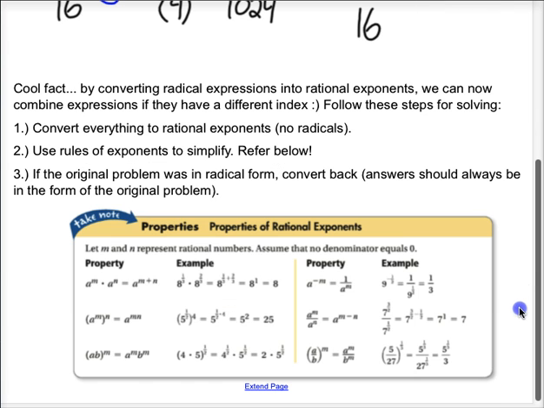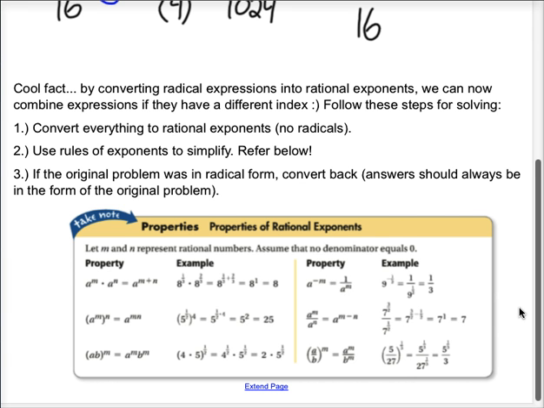All right, now a little fun fact for you. By converting radical expressions into rational expressions, we can now combine expressions even if they have a different index. So in the previous section, if they had a different index, I told you you couldn't do anything. Well, there's a slight little caveat to that. Once you know how to convert it to rational exponents, now you actually can.